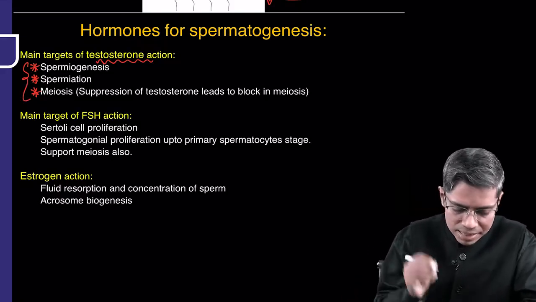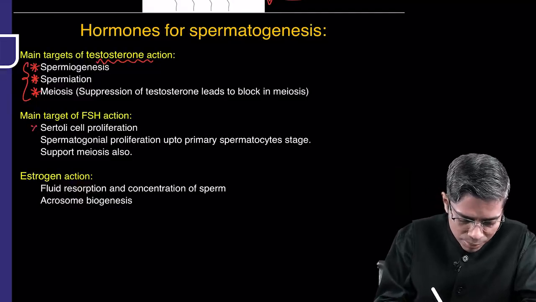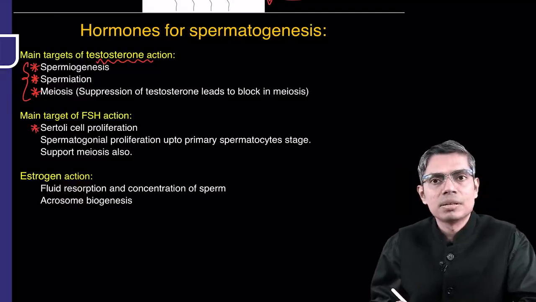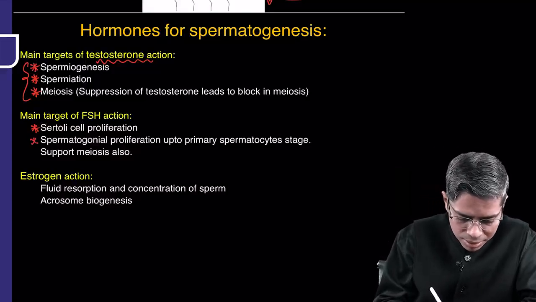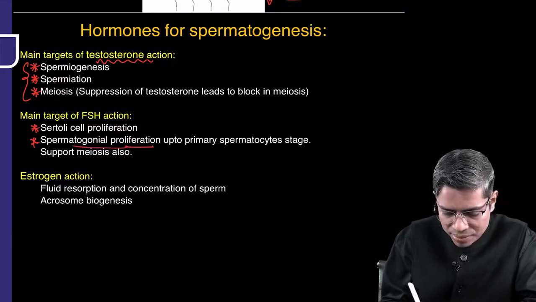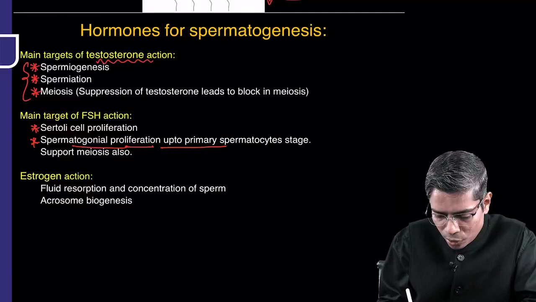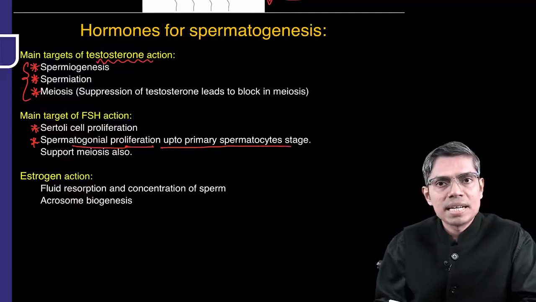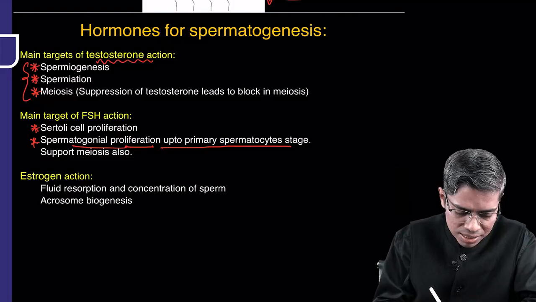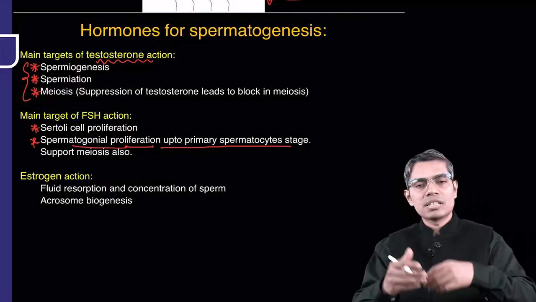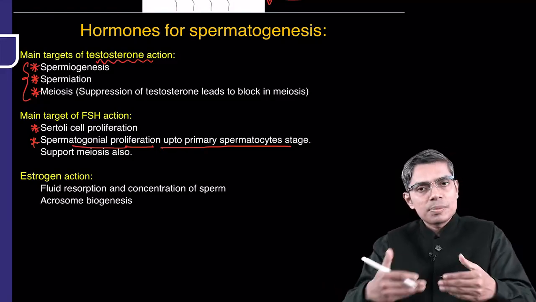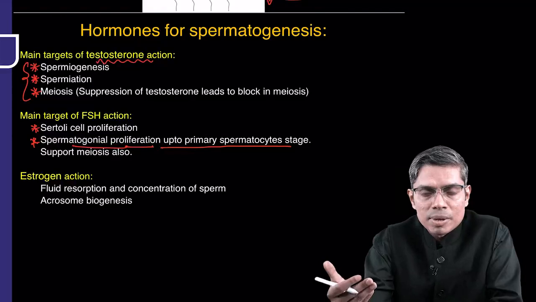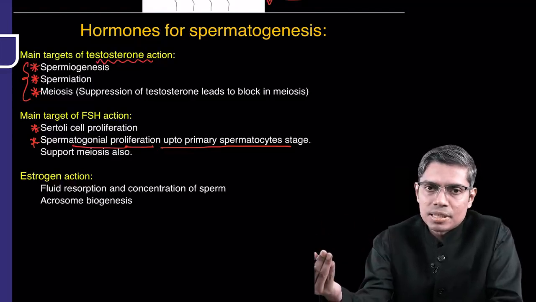But FSH is mainly for proliferation of the Sertoli cell, which is the mother for the spermatogenesis process. Not only that, the spermatogonial cell proliferates up to the level of spermatocyte stage. This proliferation is under the control of FSH. So when the spermatogonia cell is proliferating, and this proliferation is going on up to the level of primary spermatocyte, then secondary spermatocyte is formed.